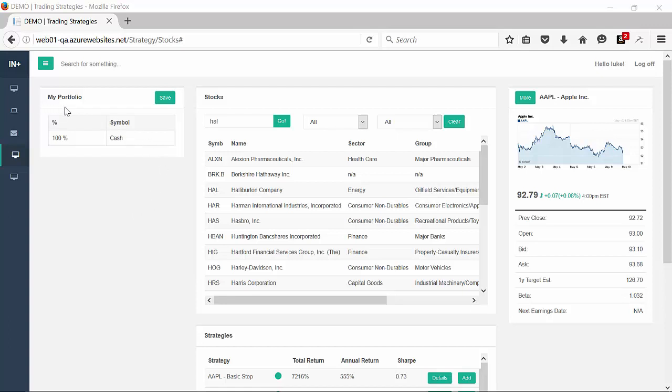In your upper left hand corner here you can see my portfolio. You can see that right now we're 100% in cash. I'm going to show you how to add a couple of symbols and pair them up with some strategies. So let's go ahead and enter a couple of stocks.